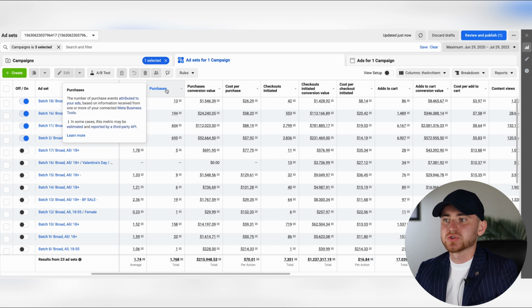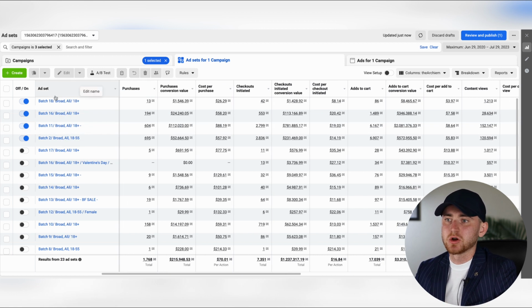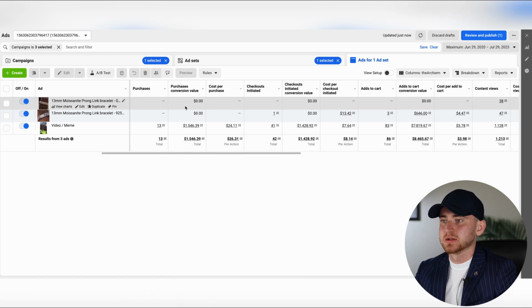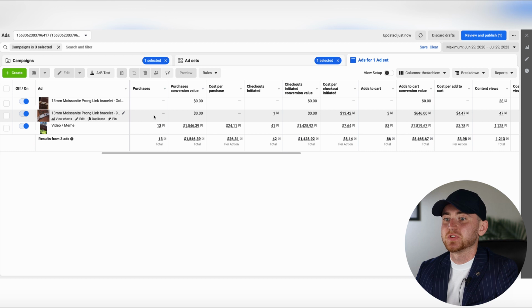After that, we have purchases, the number of conversions we've got. If we go to this particular ad set and we see that this one has gotten 13 purchases, it tells us that it's a proven ad that we want to pay attention to. We want to look at our creative and ask ourselves a question: why is this performing so well? And then duplicate and create some iterations based off of that creative.